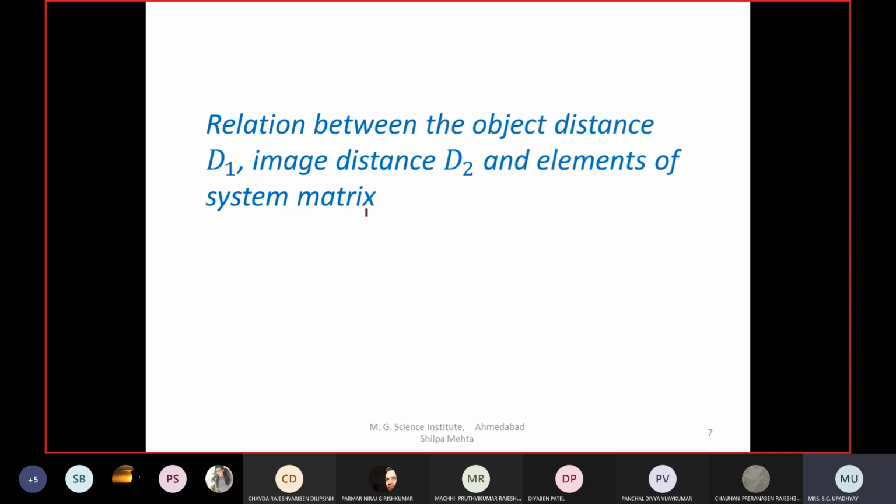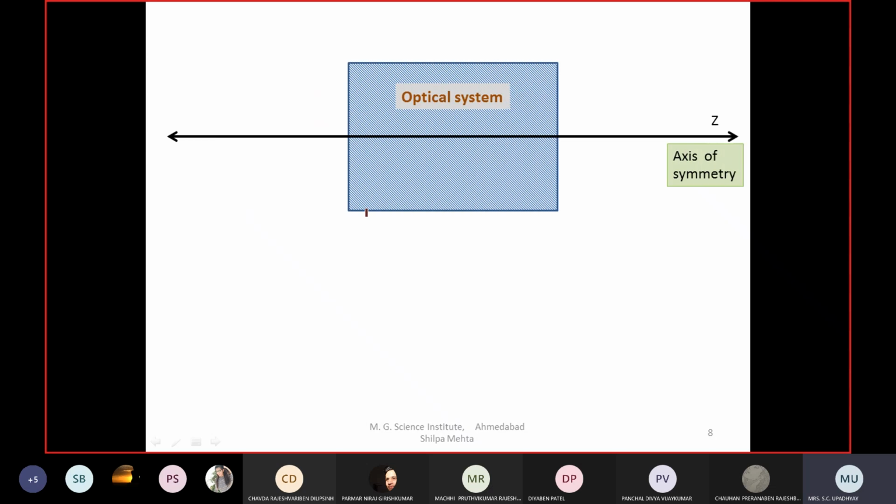So now we are going to start the theory. We have to consider, as usual, our optical system with the axis of symmetry in the Z direction. Let us place an object here, and this object is OP. The object distance is considered as minus D1. We know that for any optical system, all left-hand side distances are considered negative. So the object distance is minus D1.